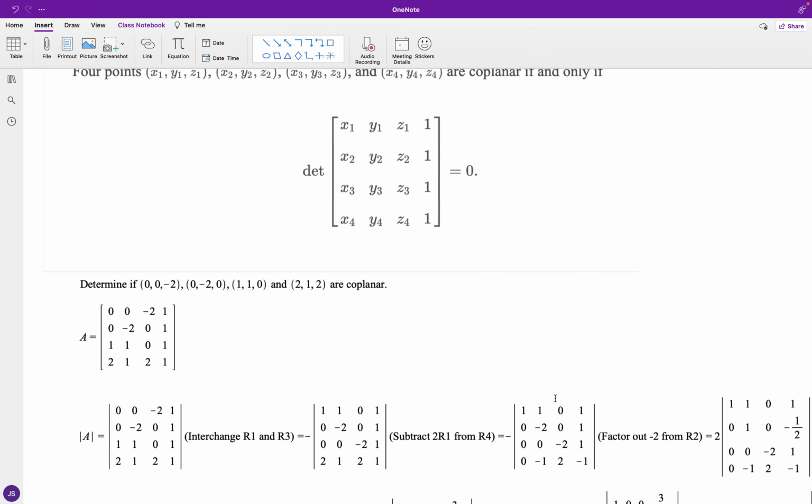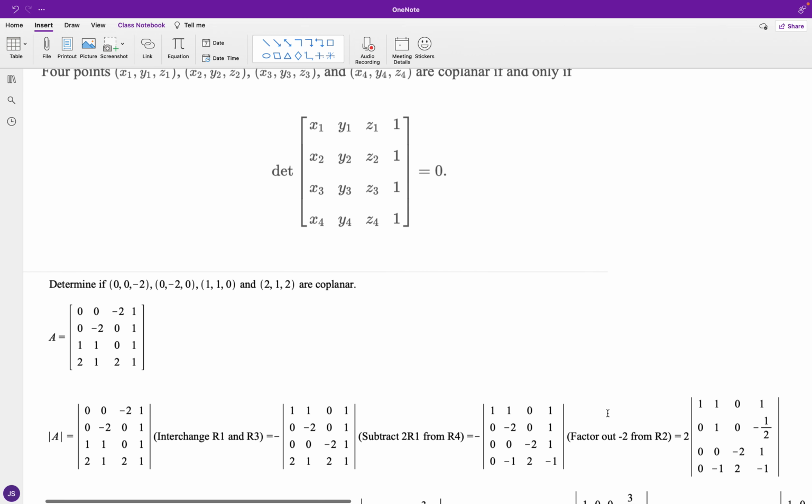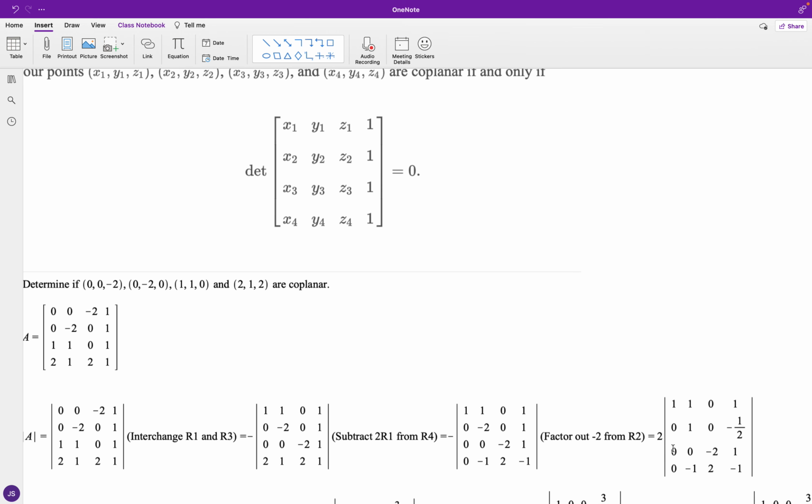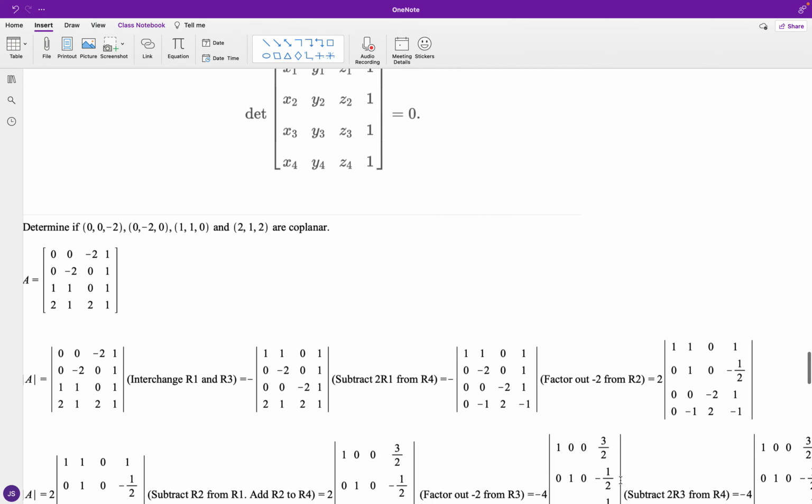Now looking at the next column, going down, the second row had the leading coefficient negative 2, and I want to display this as a 1. So I can factor out the negative 2 from the second row. And if I do this, the negative of negative 2 is going to be a positive 2. The second row changes to 0, 1, 0, negative 1 half. And I want the second column to be 0, 1, 0, and 0. So I'm going to make some adjustments here.